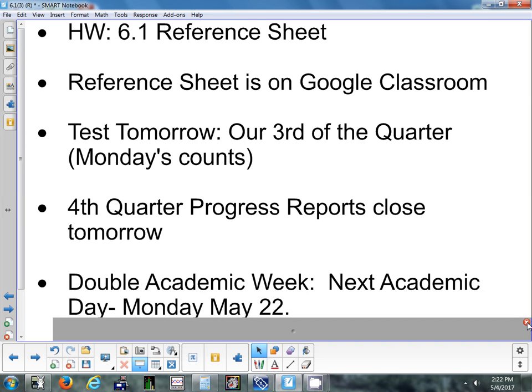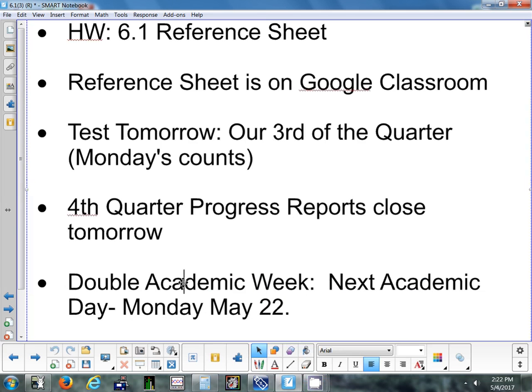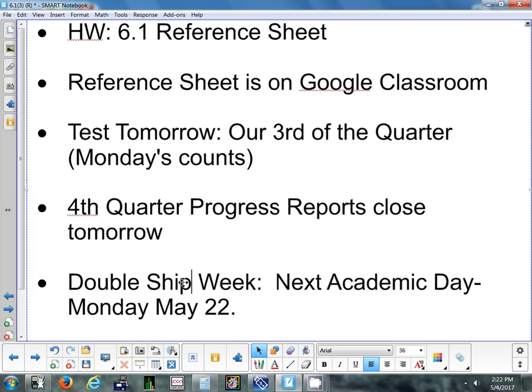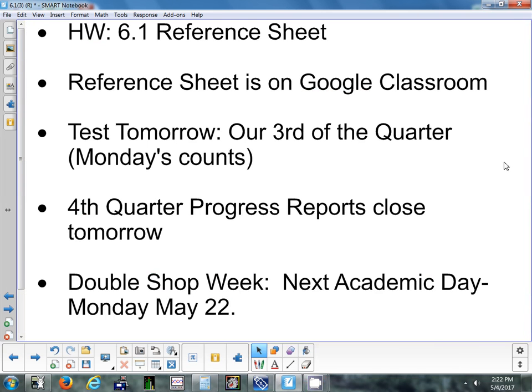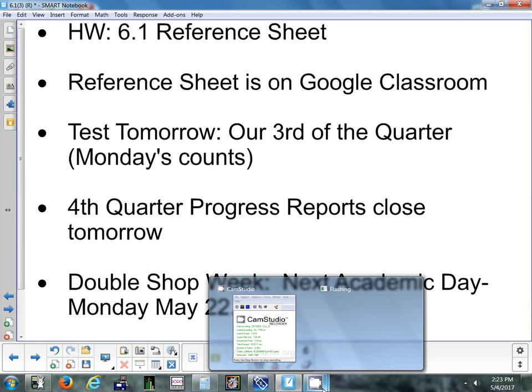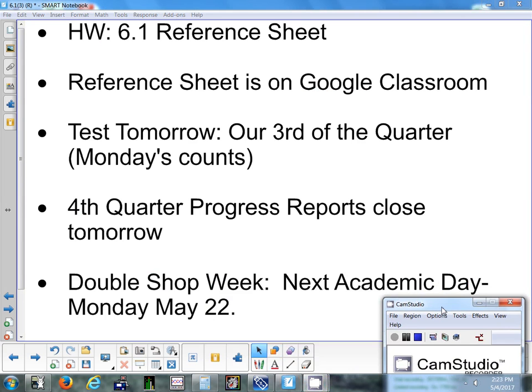The next two, I'm sorry, should say double shop week, I'm sorry. You got a double shop week. Double shop week coming up. All right? So your next academic Monday is the 22nd. That week is the last week of new stuff. All right? Then you'll have a shop week. Then that next week of academics in June, probably the end of that week is when we're going to have our final exam. All right?